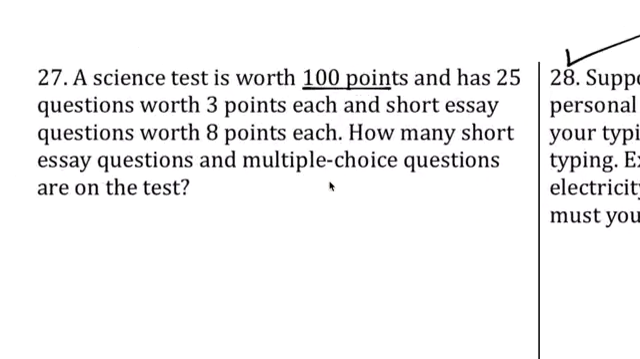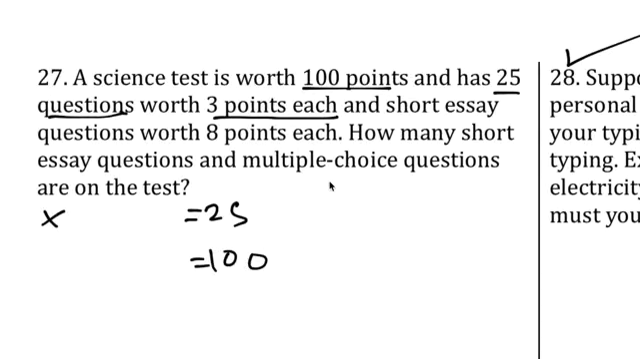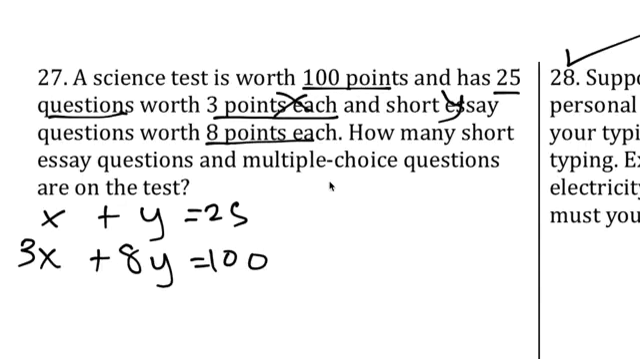Science test is worth 100 points. It has 25 questions. 25 questions worth 100 points. Okay, 3 points each. There's a 3 point question. Let's call that X. And short essay, let's give that Y. 25 questions all together, and each essay is worth 8 points. So the X are 3 point questions, the Y are 8 point questions, equal to 100 points total. How many essays? Essays are Y questions again.